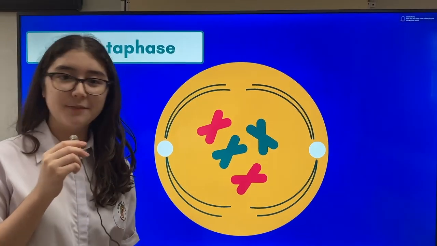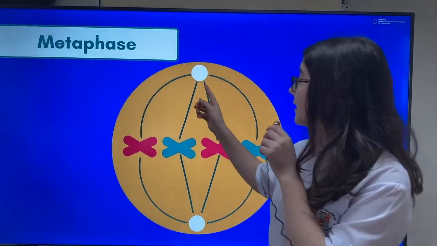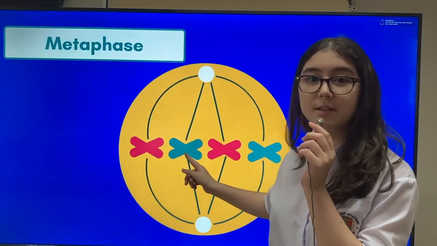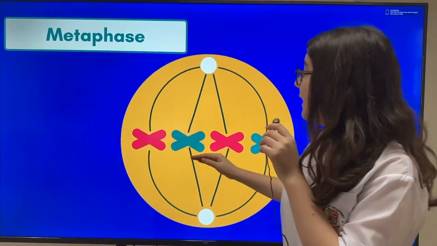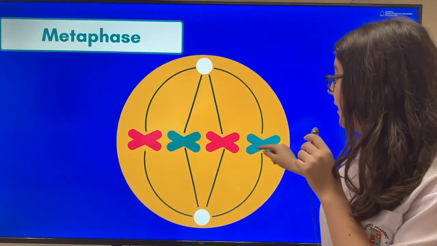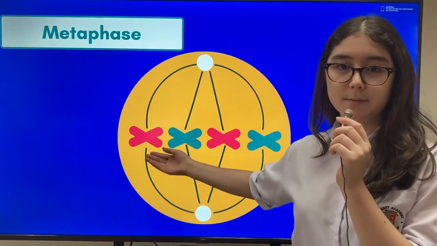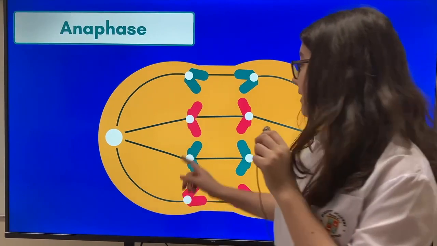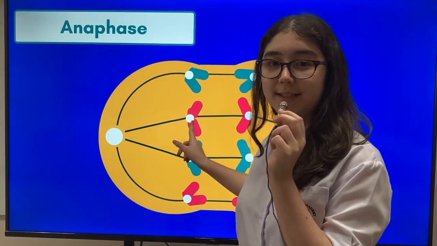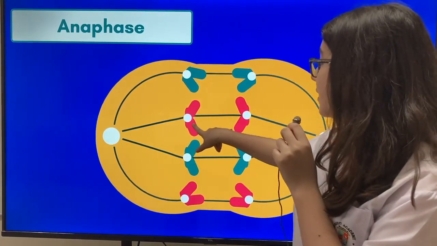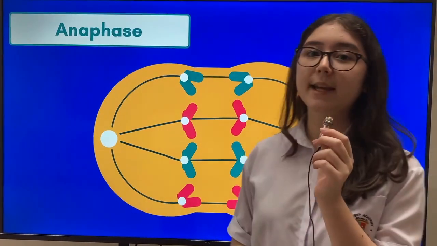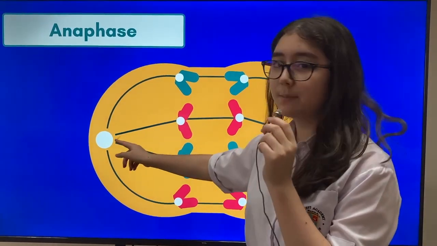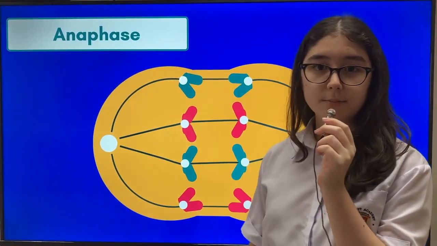Moving on from prometaphase, we have metaphase. During metaphase, some spindle fibers attach to the centromeres of the chromosomes. They line them up at the middle of the cell, and this is also known as the equator. During anaphase, the centromeres that once held two sister chromatids together separate and become two separate chromosomes. Now these begin moving towards opposite poles as the spindle fibers shorten.